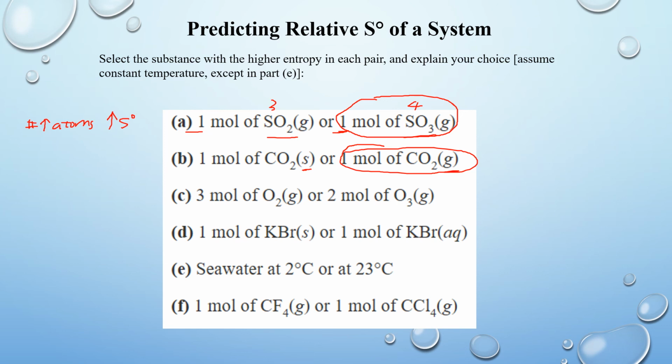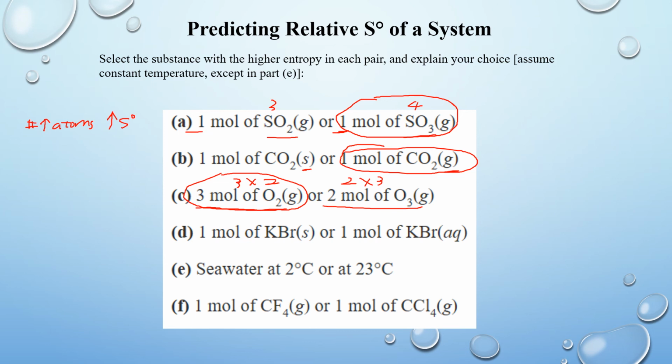And for C, you have 3 moles of oxygen gas and 2 moles of ozone. This is interesting, because if you consider the number of atoms, they both have 6 moles of atoms. Here you have 3 times 2, the other one you have 2 times 3, so they have the same number of atoms. In this case, the number of molecules is going to dominate. So we're going to pick 3 moles of oxygen because we have more molecules. That will give you more freedom or more microstates within the system.